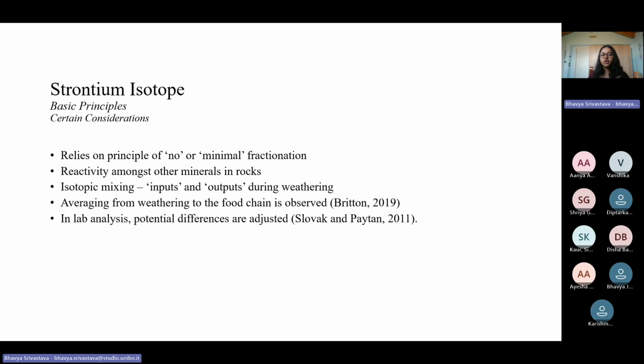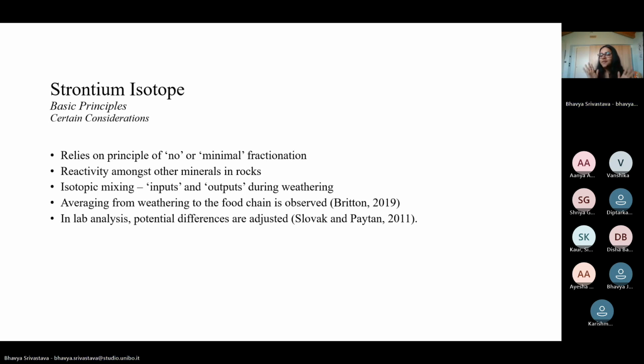Researchers like Britain and Slovak and Payton, who have done work on strontium isotopes, have said that these processes can be averaged, from the weathering of rocks to the entire trophic level concentration of strontium, from plants to animals to the human body, or if the organism is consuming marine organisms. Even in those cases, this can be averaged out. Further, in lab analysis using spectrometers and other instruments, if there are differences in the strontium composition of the original geology and the secondary geology, this can still be equated.